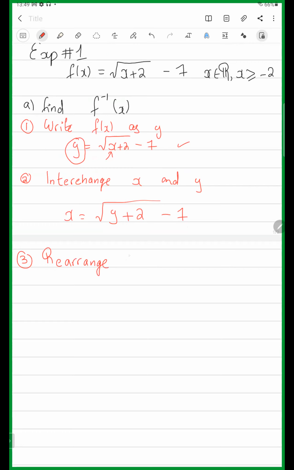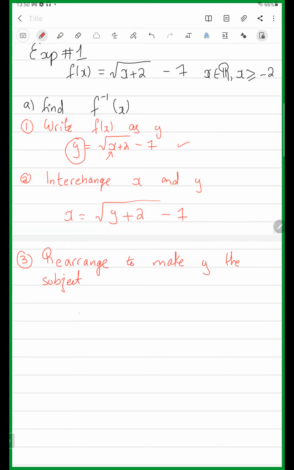Rearrange to make y the subject. Okay. All right. So this is the last step. Okay. Now again, this was the final equation.